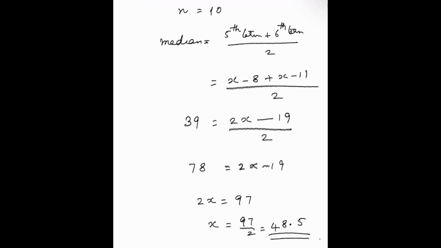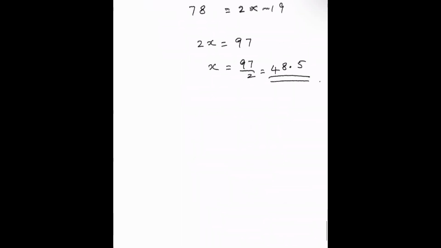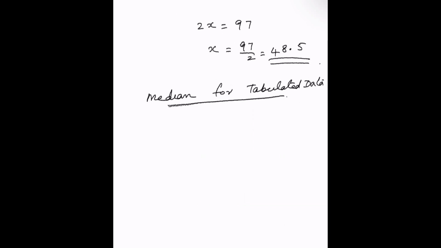Next is median for tabulated data. Tabulated data means there will be multiple observations. So I'll explain it with an example.